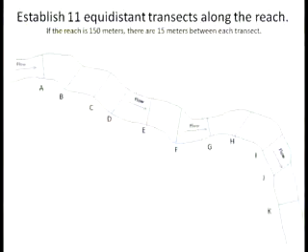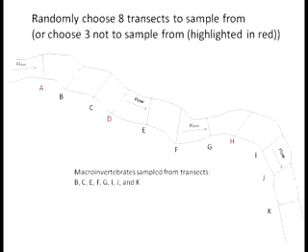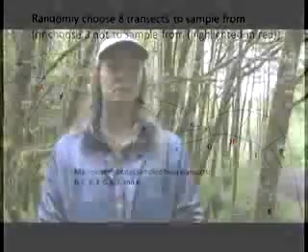Once you establish your reach, define how long the reach is going to be, the assessment crew will establish 11 equally distant transects across the reach, and these transects will be perpendicular to the flow of the stream. When you collect your macroinvertebrate data, you're going to randomly select 8 of those transects to pull samples from.